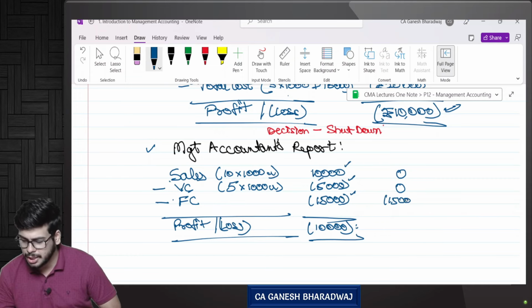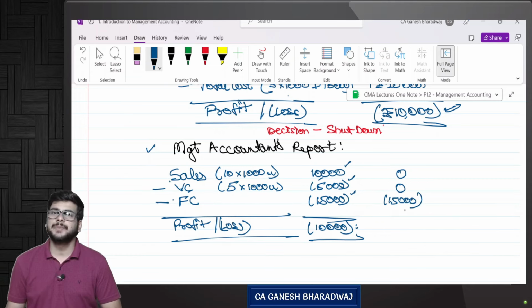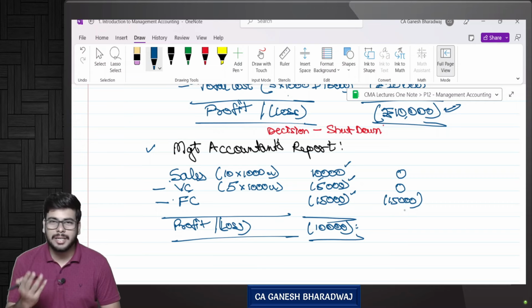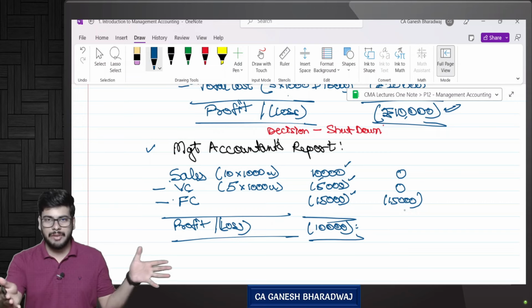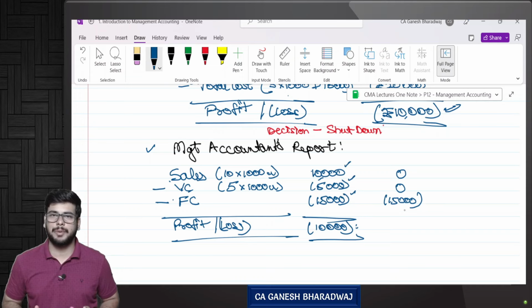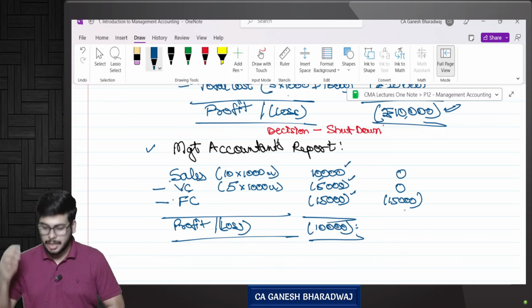If I'm just shutting down for 1 month, can I go tell my landlord, Mr. Landlord, I'm going to shut down my factory for 1 month, so please, I am not going to pay the rent? He will not accept. You have all your machineries inside, the place is occupied. He cannot let it out to anyone. So you need to pay the rent. Correct or not? Rent will be there.